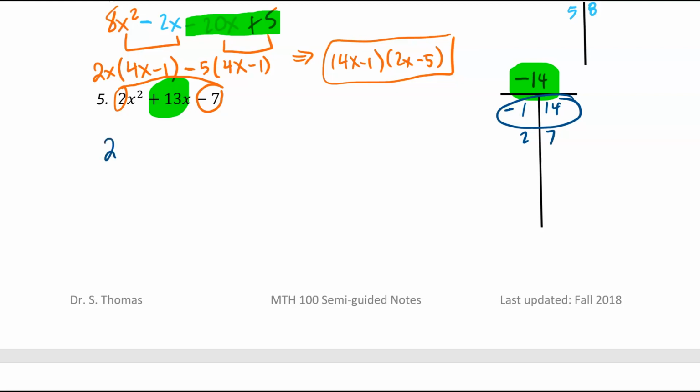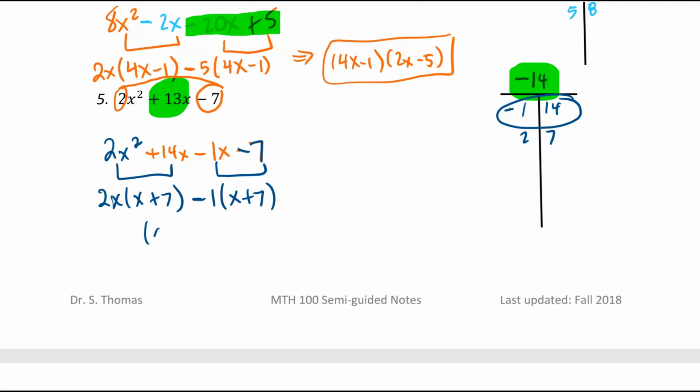So we have 2x squared plus 14x minus 1x, or vice versa. You could have written 2x squared minus 1x plus 14x minus 7. So we group, take out a 2x, x plus 7. And since we want x plus 7 back, we take out a negative 1 to flip those signs. So we have x plus 7 times 2x minus 1, or 2x minus 1 times x plus 7.